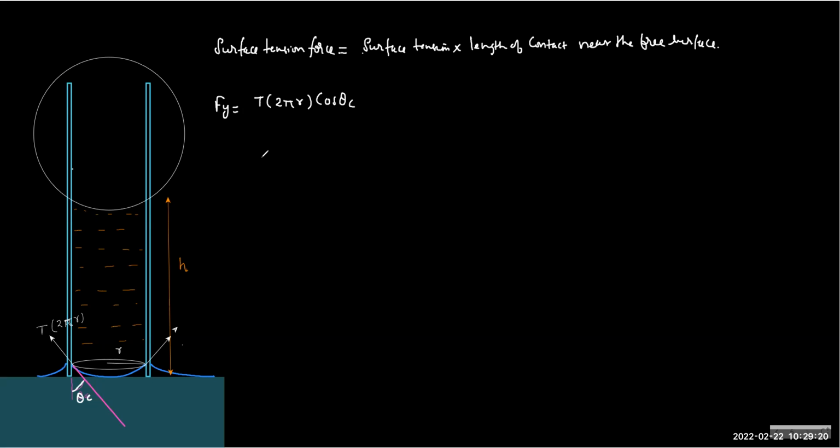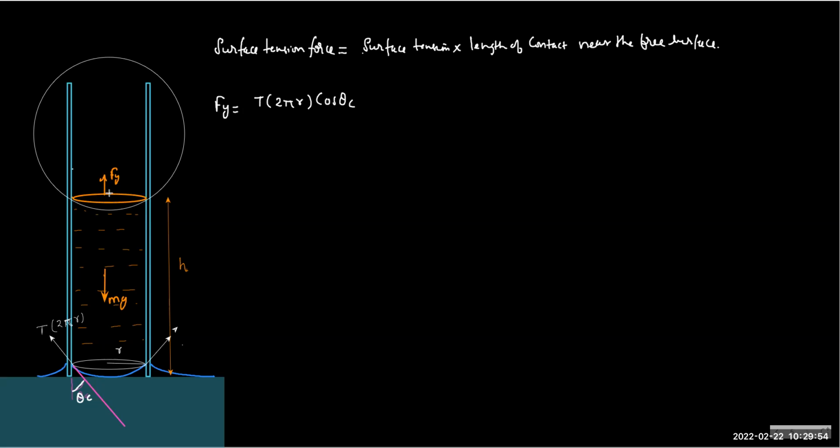At equilibrium, the weight of the liquid that we have taken in the tube will be balanced by the surface tension force, and the weight is due to gravity on the whole liquid. Generally, tubes are so thin and h is so large that we ignore this missing part and think of this as a cylindrical liquid. So we'll consider this as almost a cylinder.